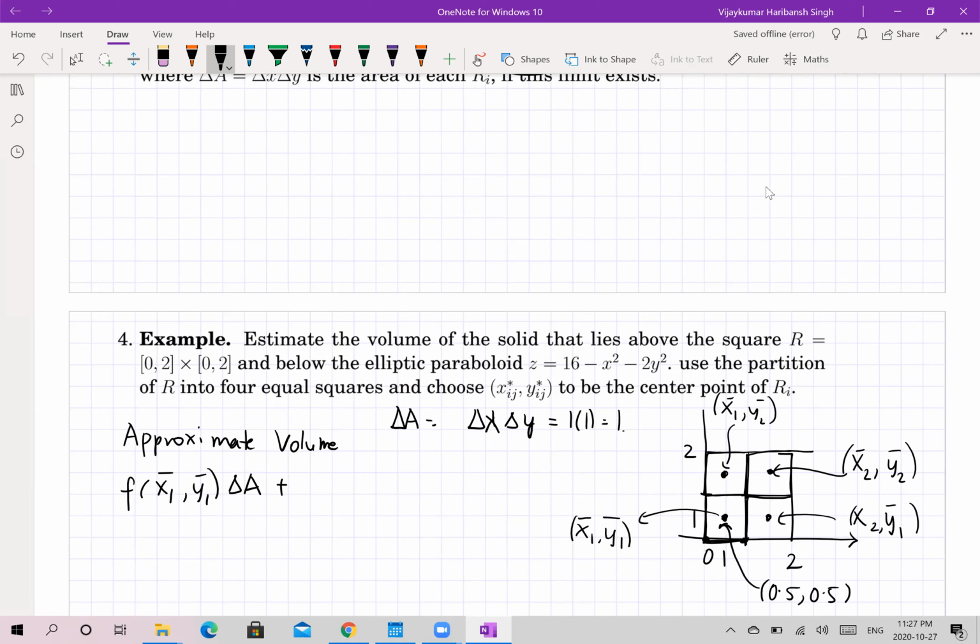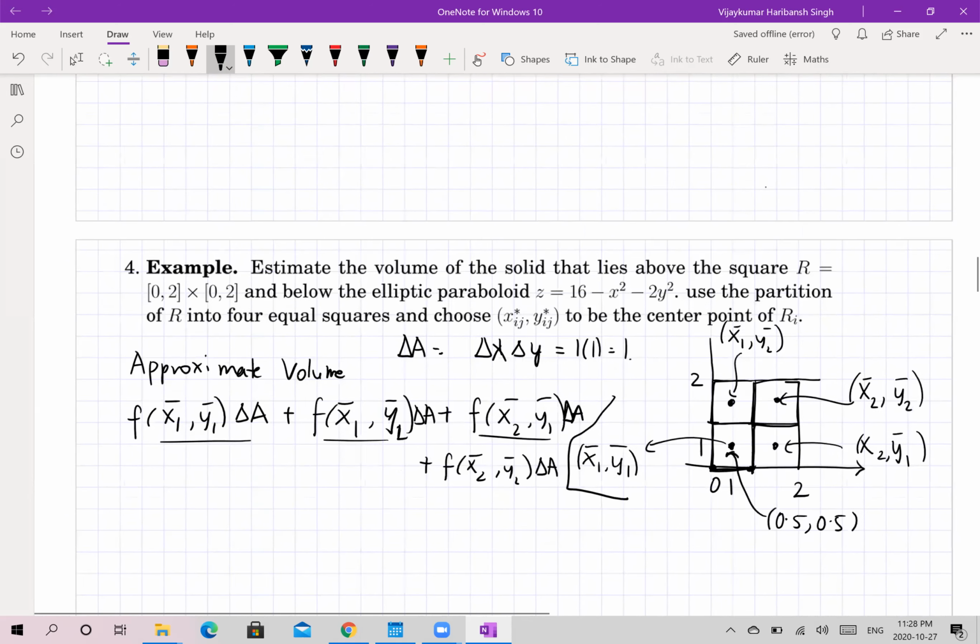So let me write that down. The approximate volume is f of x1 bar, y1 bar plus f of x1 bar, y2 bar plus f of x2 bar, y1 bar, times delta A. Each of these is the volume of the corresponding object, plus f of x2 bar, y2 bar, delta A. So this is my volume.